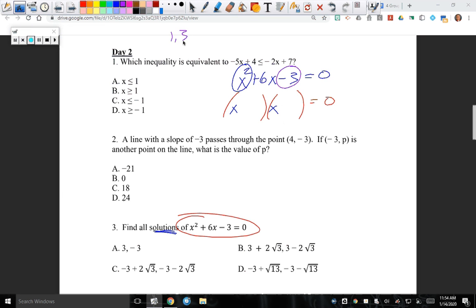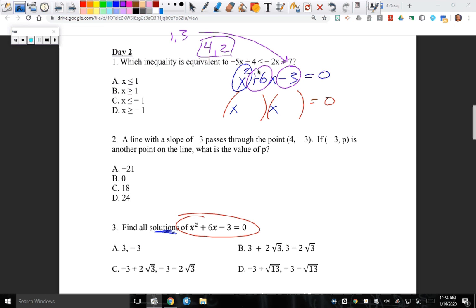So 1 and 3 are my only factors. This is the number sense. Over here, it's the first way that I would try. So 1 and 3 would multiply to give me this 3. However, if I add it, I'd get 4. If I subtract, I'd get 2. None of these are the 6 that I need in the middle.